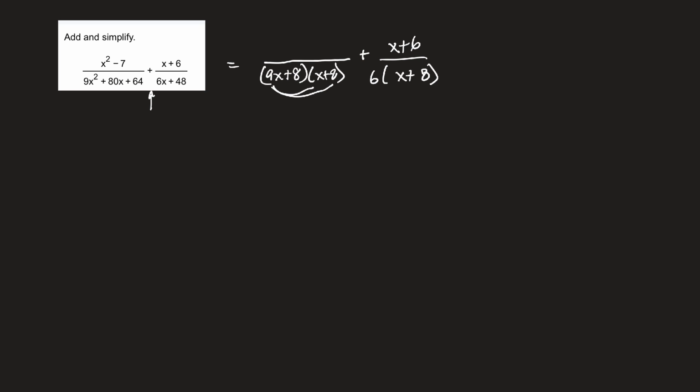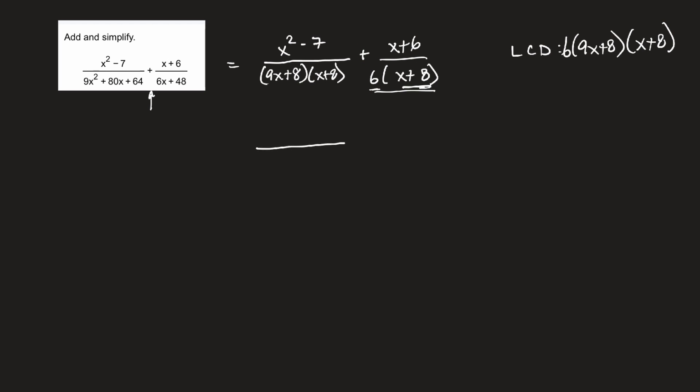So that's factored. So you need to factor that however you can. And then they have an x squared minus 7 on top. So now to get my lowest common denominator, it has to include the first one, 9x plus 8, and an x plus 8. And then I look at this one here. It already has an x plus 8, so I just need another 6. So I'll put a 6 there.